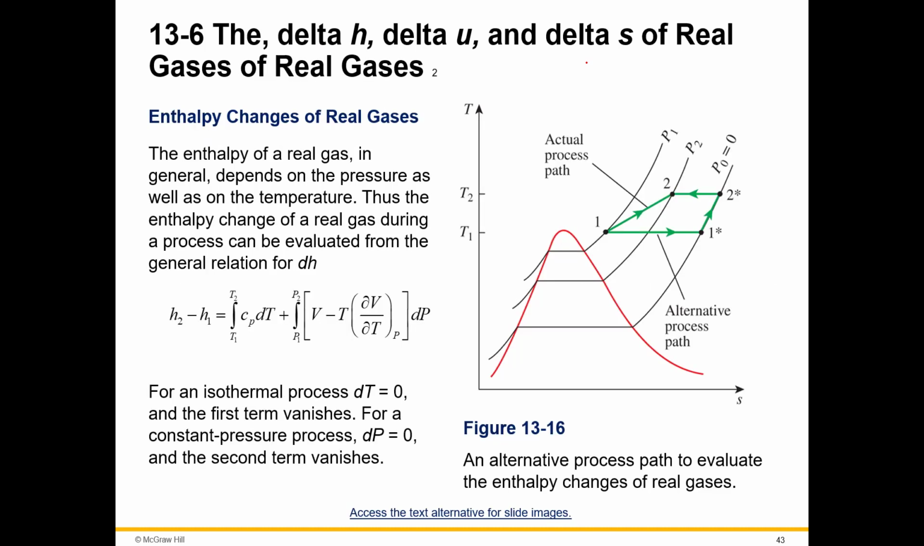So here's real enthalpy changes of real gases, and that's plotted on a TS diagram as well. And it even gives you an actual process path so that you can see how those work between your pressure changes. So for isothermal pressure, the dT is equal to 0. So the first term vanishes. For constant pressure, dP equals 0, and the second term vanishes. And so this is just how you're working through those.